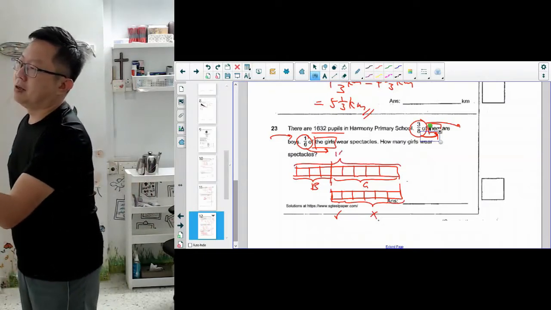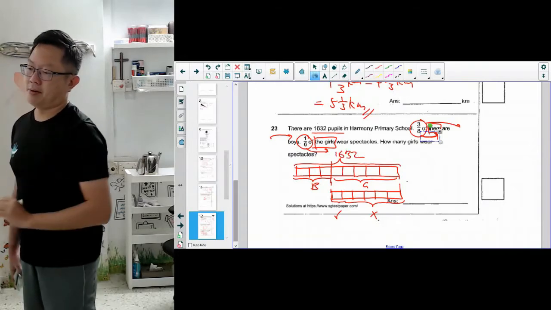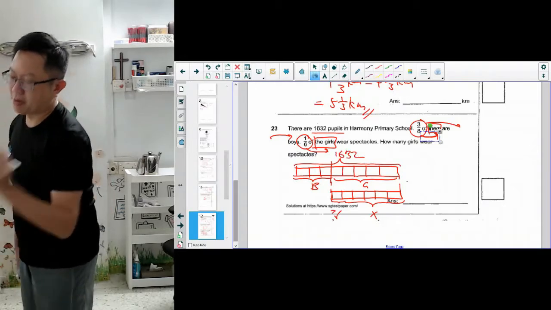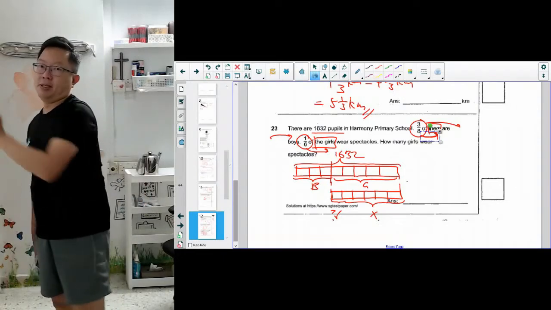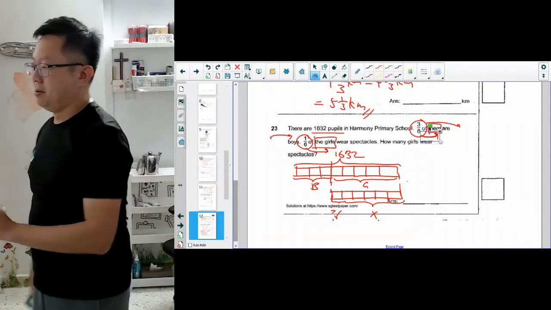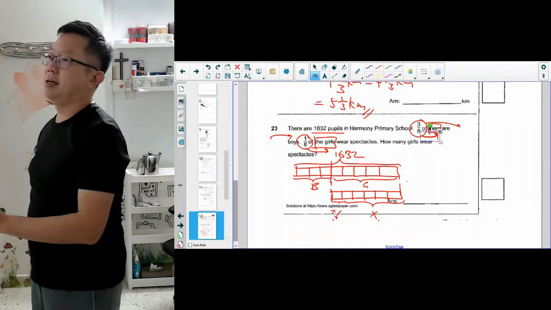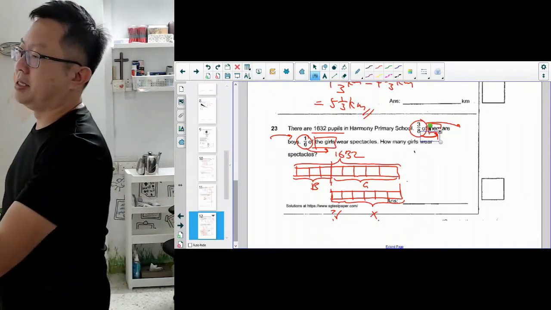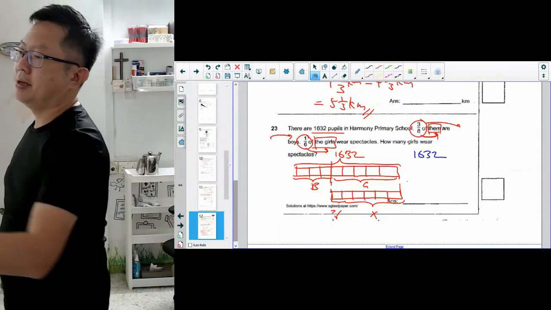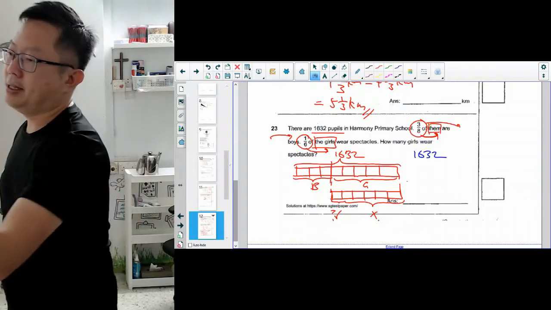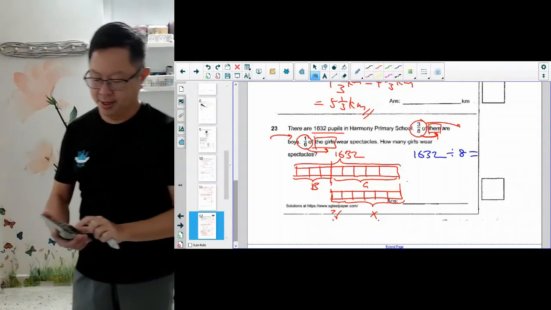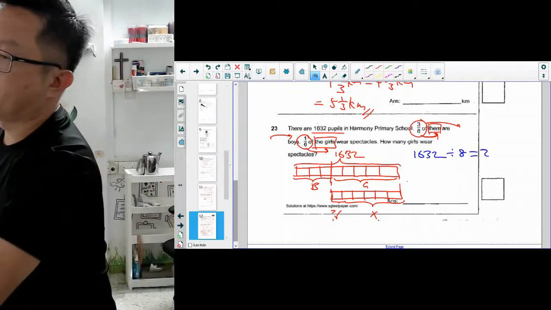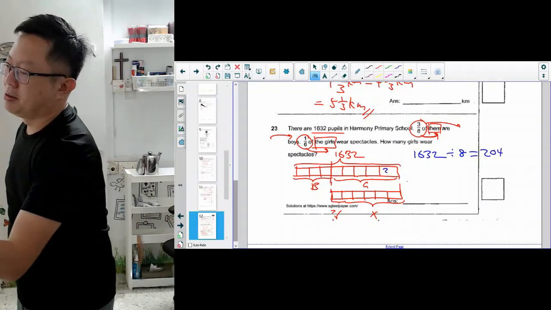Alright, so we need to complete the model. So there's a total of 1632. Alright, and how many girls wear spectacles? That's the question mark. And that's your model. And once you've done your model, you can solve already. Because you look at the model, you can see that there are 8 boxes, which is 1632. Okay, so 1632 you can divide by 8, and you do your working, and you will get 204. So every box here is 204.